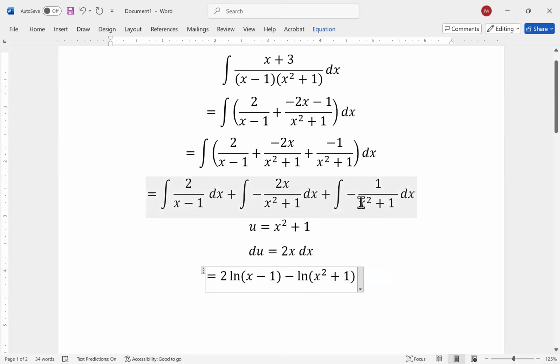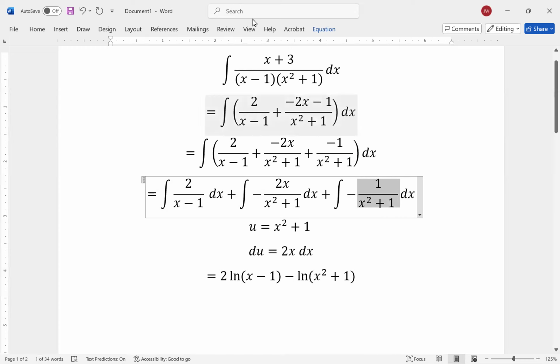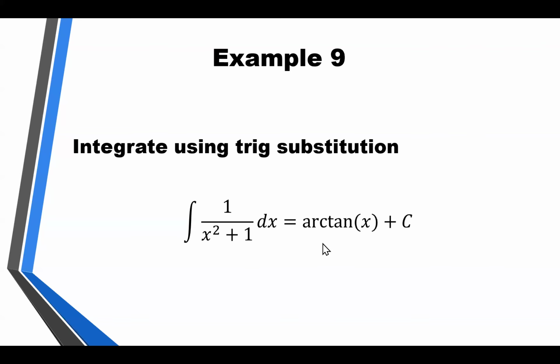And then this last one, well, that is going to be more complex. That's going to be done using a trig substitution. However, we actually already did this in the last section. We did this exact same integration in the last section. So let me just remind you of that. In example 9, in the last section, we found that when we integrated 1 over x squared plus 1, we got the arctangent of x, or the inverse tangent of x, plus any constant that we want.